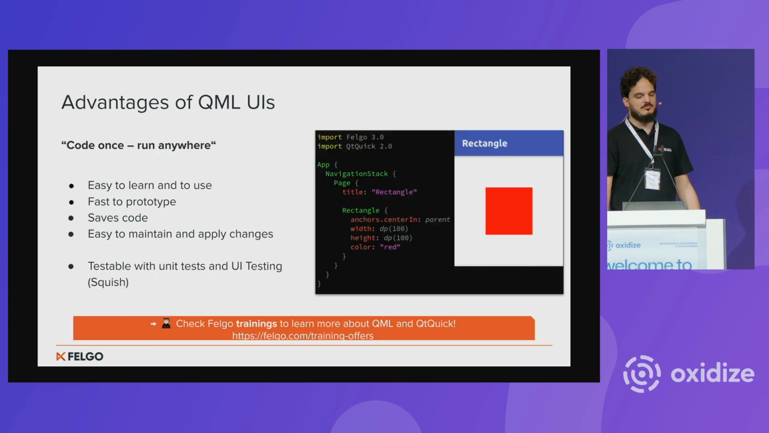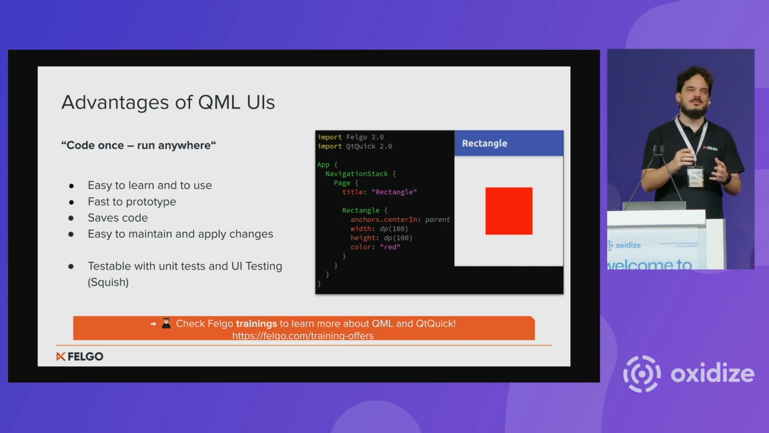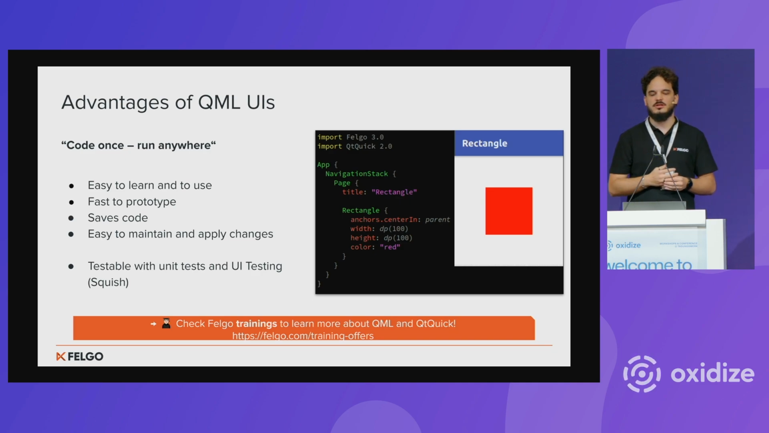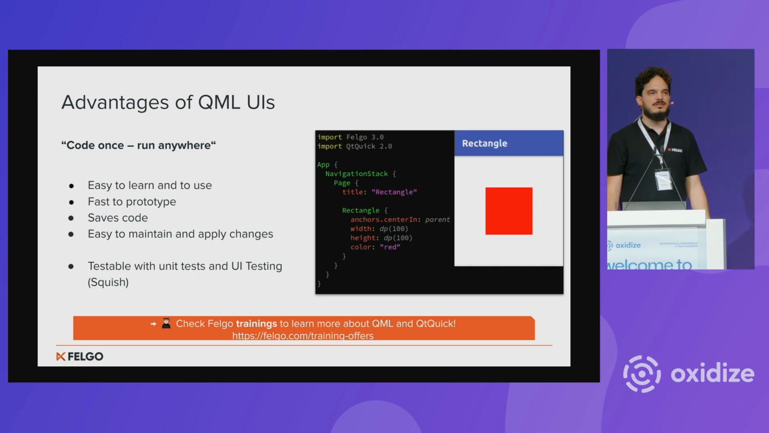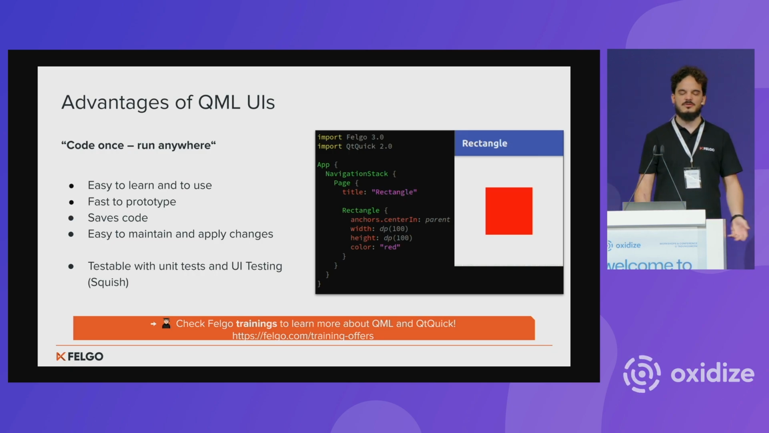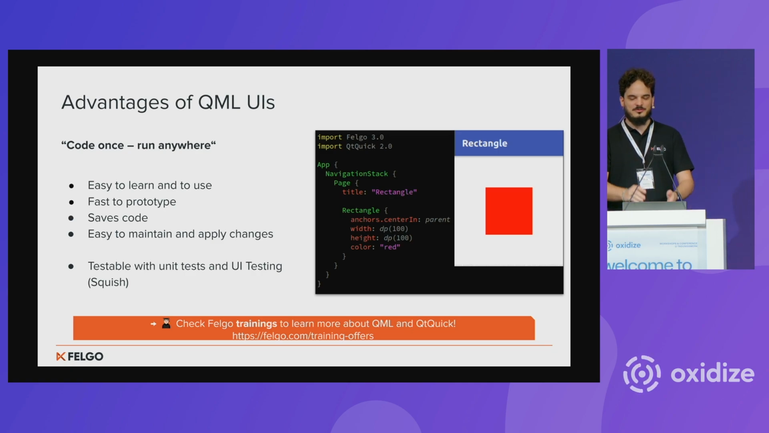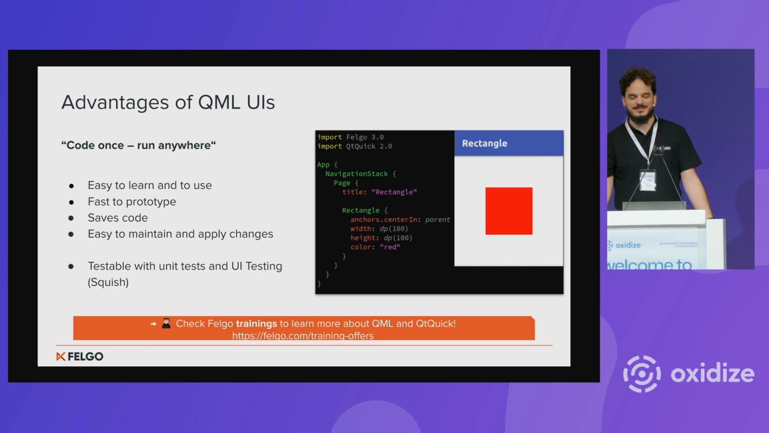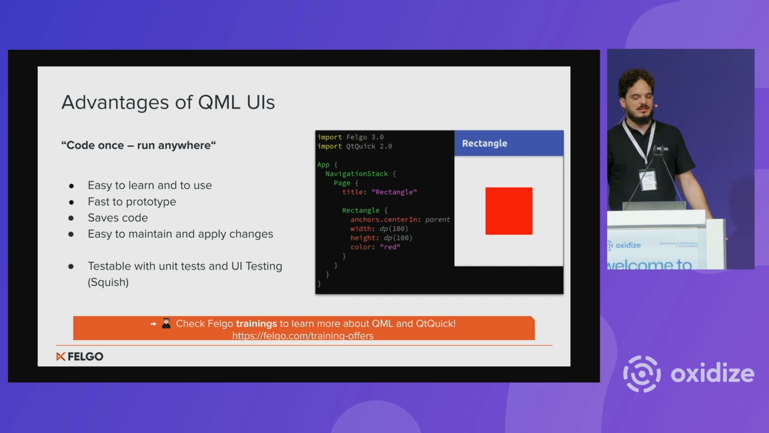And the advantages of QML is that you can write a single code in QML and run it everywhere. So it is supported for multiple platforms. It is fairly easy to learn and to use. It is fast to prototype. So if you want to do some coding, you just need to start up. You write a few lines, like you can see it there for a rectangle, and you are already done. It's easy to maintain, and all of it is testable with UI tests and unit tests as well.